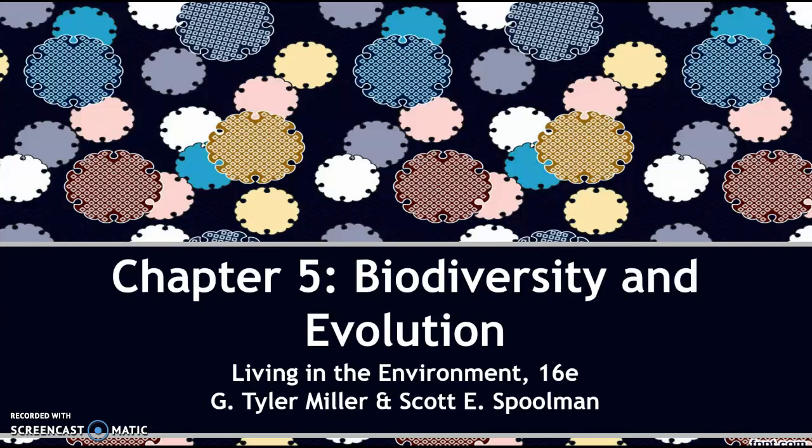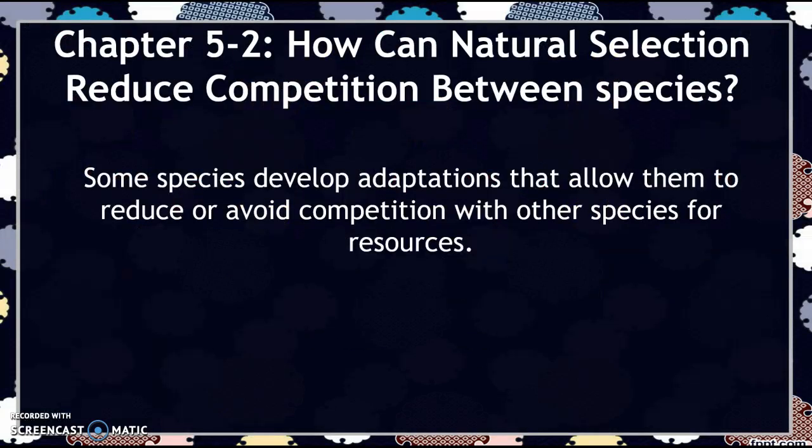AP Environmental Science students. In today's screencast, we're going to continue talking about Chapter 5, which is Biodiversity and Evolution. All of today's notes are based off of Living in the Environment, the 16th edition, by Miller and Spoolman. So Chapter 5, Section 2 is fairly short, and it discusses how natural selection can reduce competition between species.